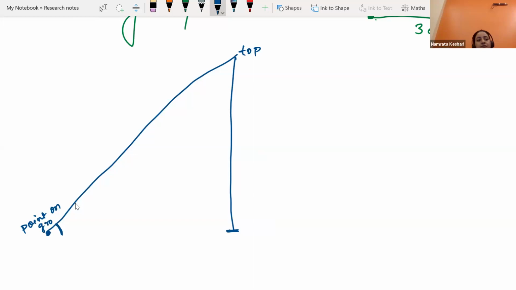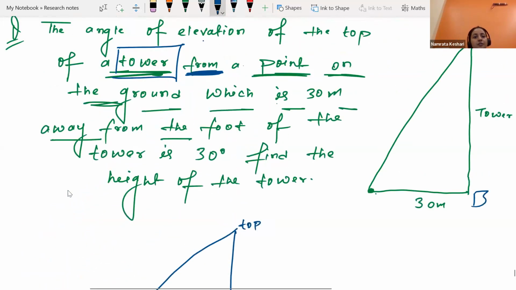And in the last class or in the first class, I always explained what angle of elevation is. If we are talking about angle of elevation from this point, through this point we must draw a horizontal line. Then only this angle of elevation will make sense. Okay, angle of elevation with horizontal line. So this much idea we are having till now.